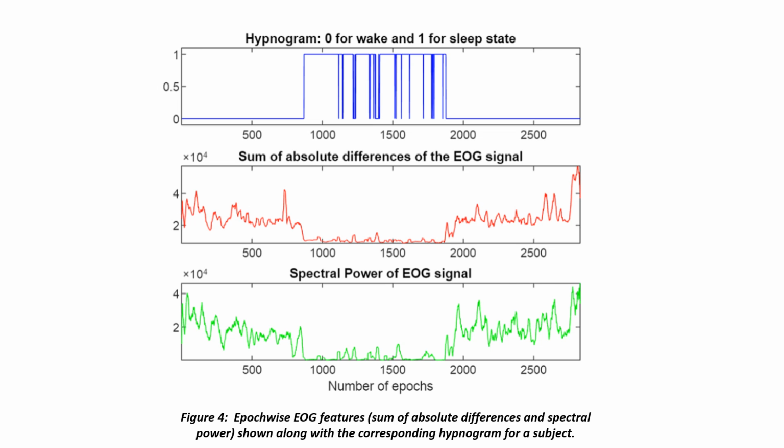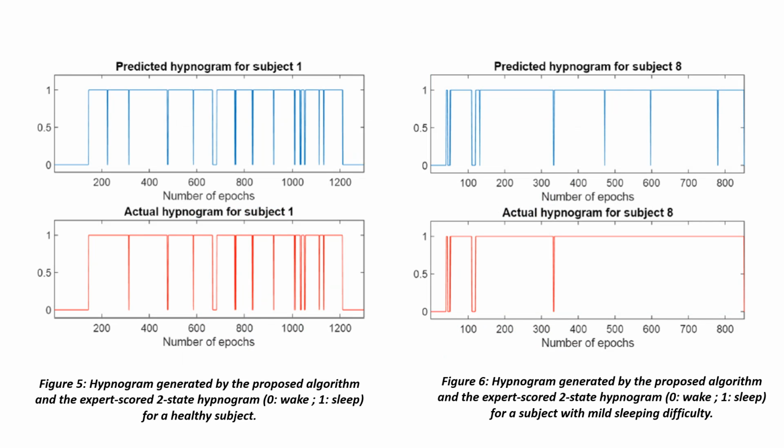Now here is the predicted hypnogram as well as the actual hypnogram for two subjects. On the left hand side it is for subject number 1, which is a healthy subject, and on the right side it is for subject number 8, which is a subject with mild difficulty in falling asleep. So we can notice that the predicted hypnogram by our algorithm and the actual hypnogram match a lot. So there is a lot of similarity in these two hypnograms, especially for a healthy subject, which shows that our algorithm is doing well enough.